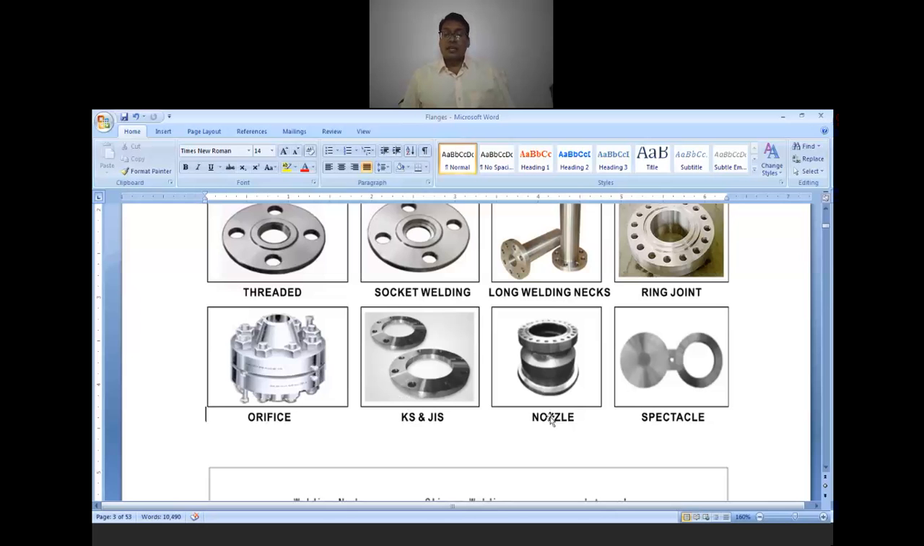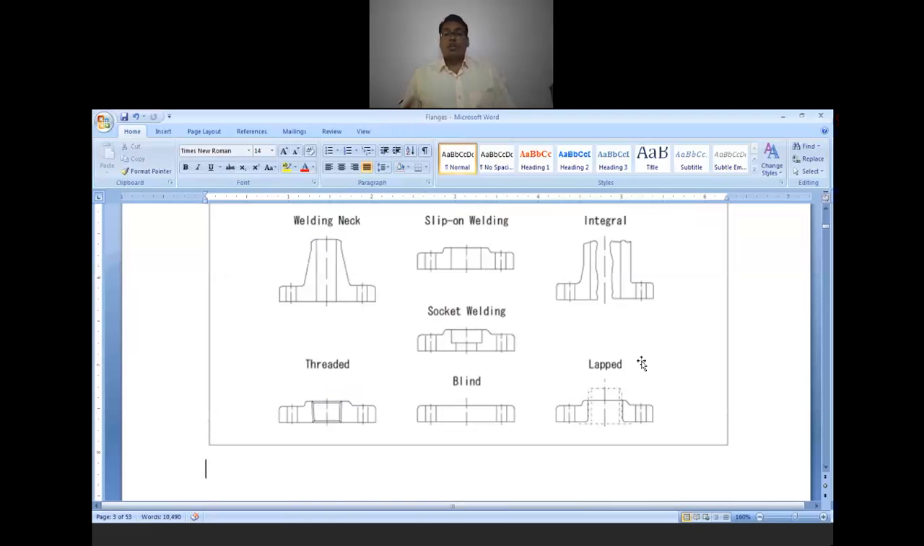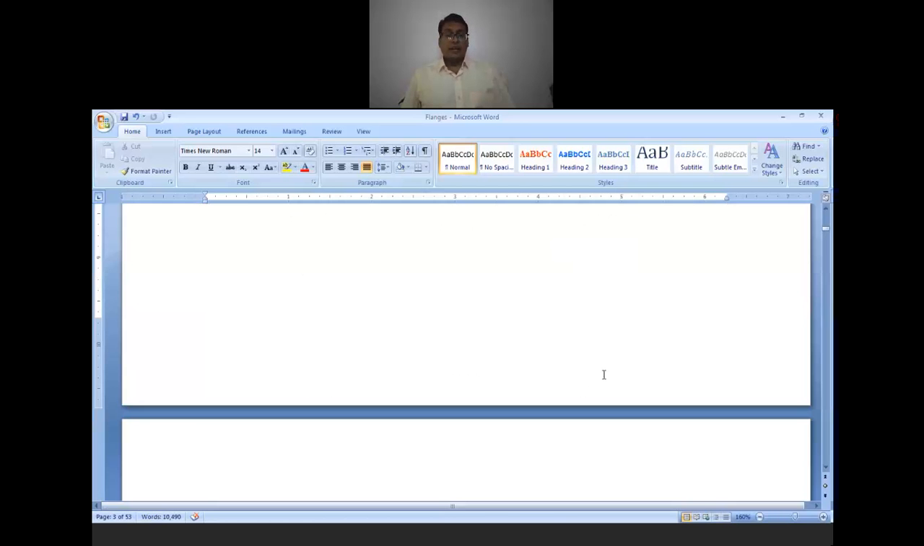Then the nozzles are there. This is the spectacle and the blind. One is the spectacle, like your spectacles, and on the other side a blind is provided. Now, for the purpose of drawing, you can have these different easy-to-sketch arrangements. They have been provided for welded neck flange, slip-on flange, integral flange, socket welding, then threaded flange, blind flange, lap joint flange.